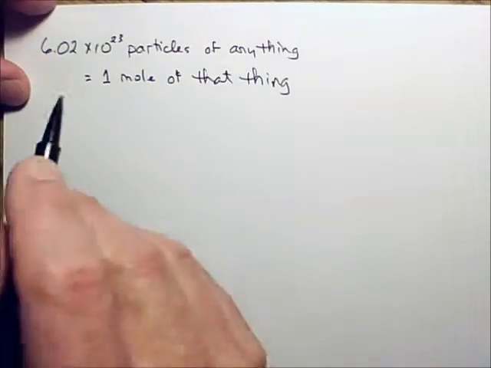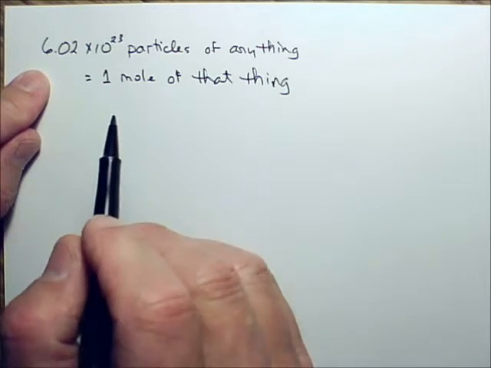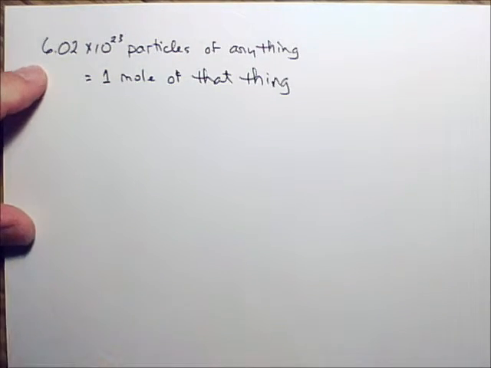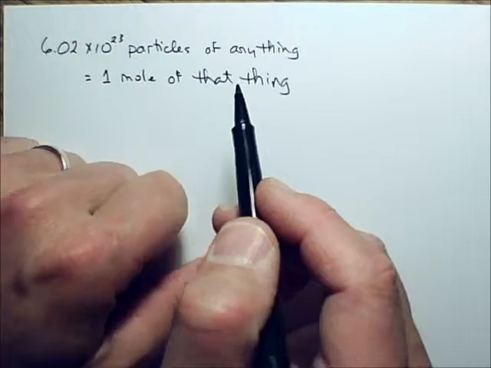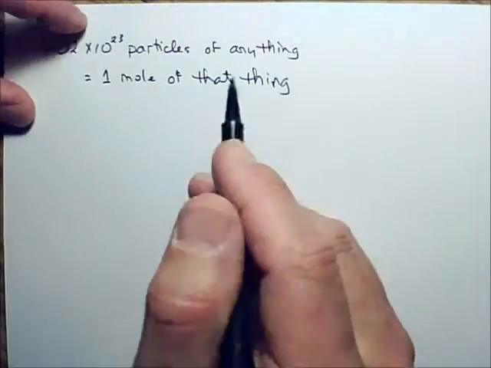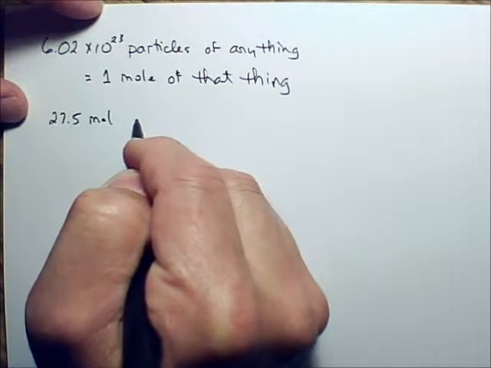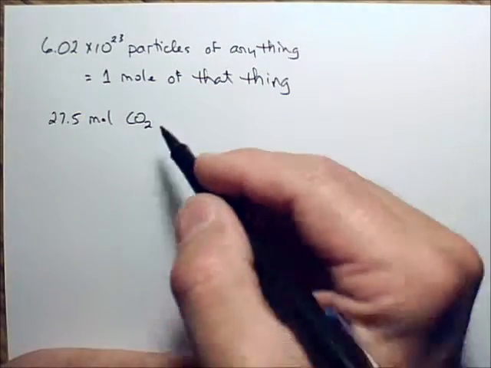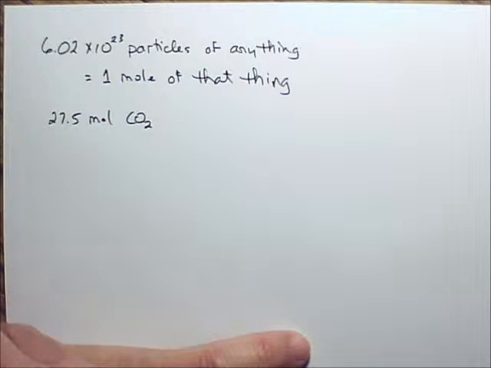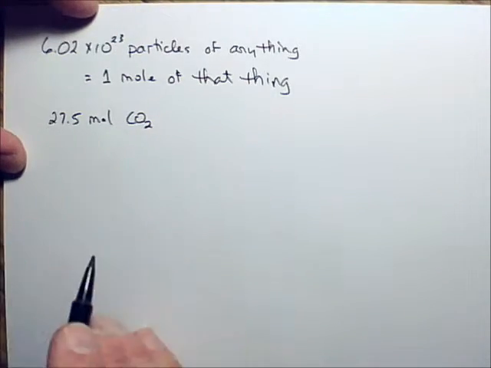Okay. Now, this is an equality statement, but it's not specific enough for our purposes. Instead of saying particles of anything, we want what anything happens to be in this particular case. So let's say I have 27.5 moles of carbon dioxide, and I want to convert that into the number of molecules of carbon dioxide. Well, then the first thing I need to do is write the appropriate equality statement for this problem.